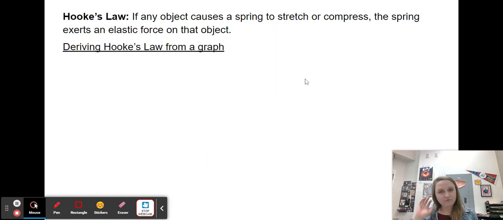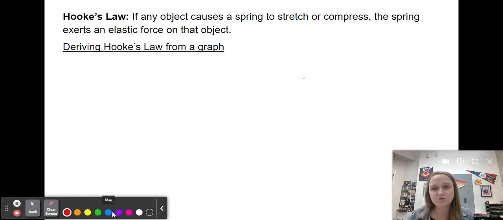So Hooke's law, friendly reminder, we're just going to do a little bit of review because I didn't test you guys over springs last semester. I didn't really throw it on anything because we're going to hit it super hard this semester.